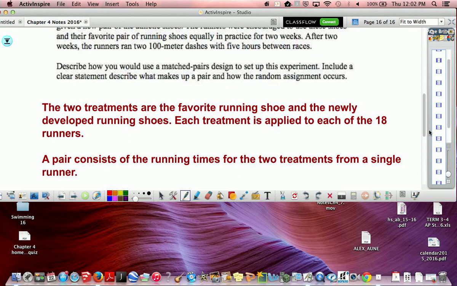So then the pair actually consists of the running time for the two treatments from the one single runner. So the pair is the time with the new running shoes compared to the running time of the old shoes.